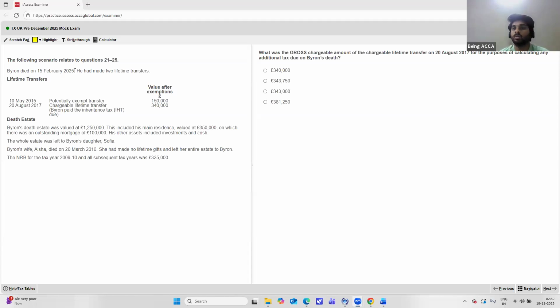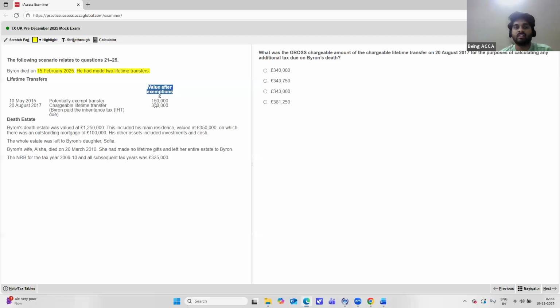He had made two lifetime transfers. This is an important point to remember, as well as the date of death. The first lifetime transfer was made on 10th May 2015, which is a potentially exempt transfer, and the value is after exemptions. Always remember when they mention it is a value after exemptions, that means it is after deducting your annual exemption amount and any other exemptions that are applicable. But here, since we are given a potentially exempt transfer and a CLT, there will be no other exemptions.